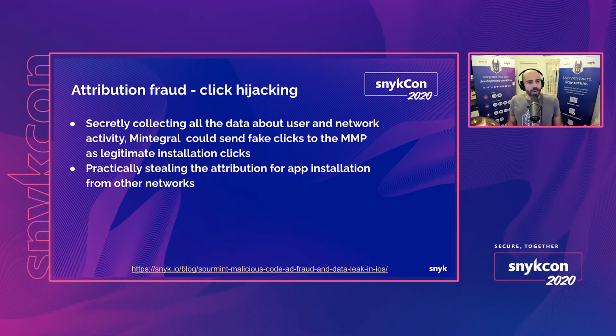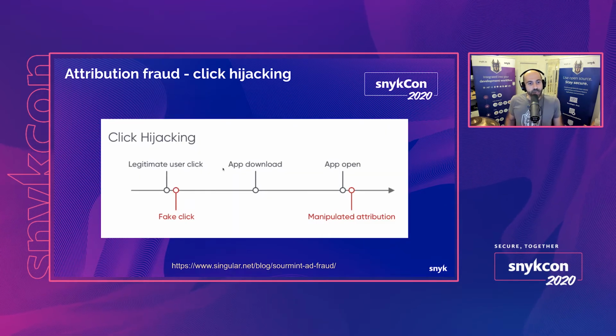What we also noticed is that with all this data they're collecting, they are performing what's called advertisement attribution fraud by performing clickjacking. Clickjacking is an attack where you send a fake click right after the legitimate click. So, suppose the user clicks on an advertisement, Mintegral gets this data, they see this, and so they send a fake click immediately to the mobile measurement platform, to the mobile measurement provider.